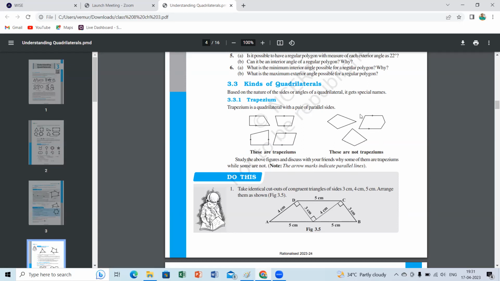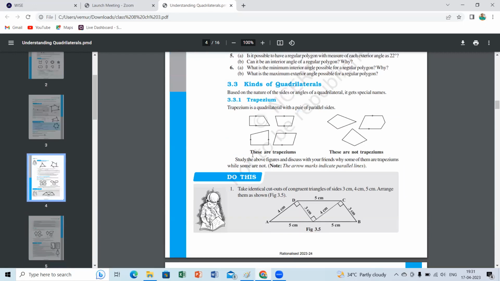Coming to the examples, there is one pair of parallel sides. In the second one also, there is a pair of parallel sides. Here we also have a pair of parallel sides. So the trapezium is a quadrilateral with a pair of parallel sides. That's very important. Children, there are some arrows marked. What do those arrows mean? Ma'am, they state that the lines are parallel. Yes, that arrow indicates parallel lines. Please remember that.